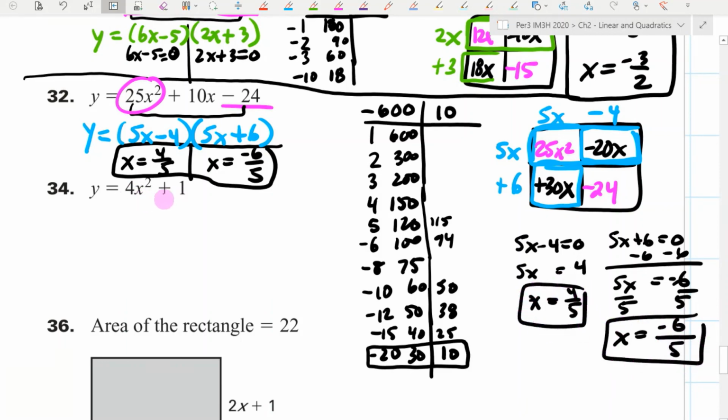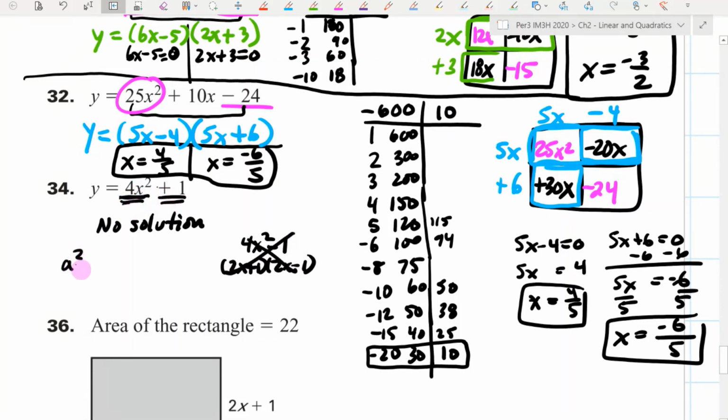For the last one, these are both perfect squares, 4x squared and 1, but there's not a minus sign. So this one has no solution because you can't factor it. If that was a 4x squared minus 1, you could factor it into 2x plus 1, 2x minus 1. But it's not. The only way to factor when you have two terms is that they have to be both perfect squares and there has to be a minus sign between them. If not, then you cannot factor it, so there is no solution.